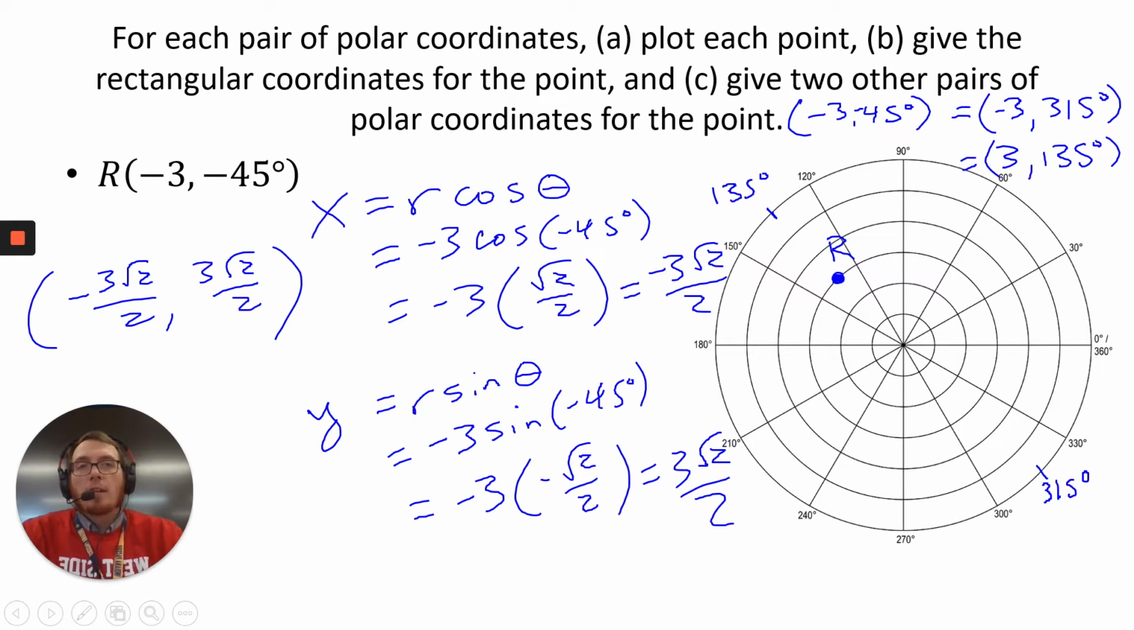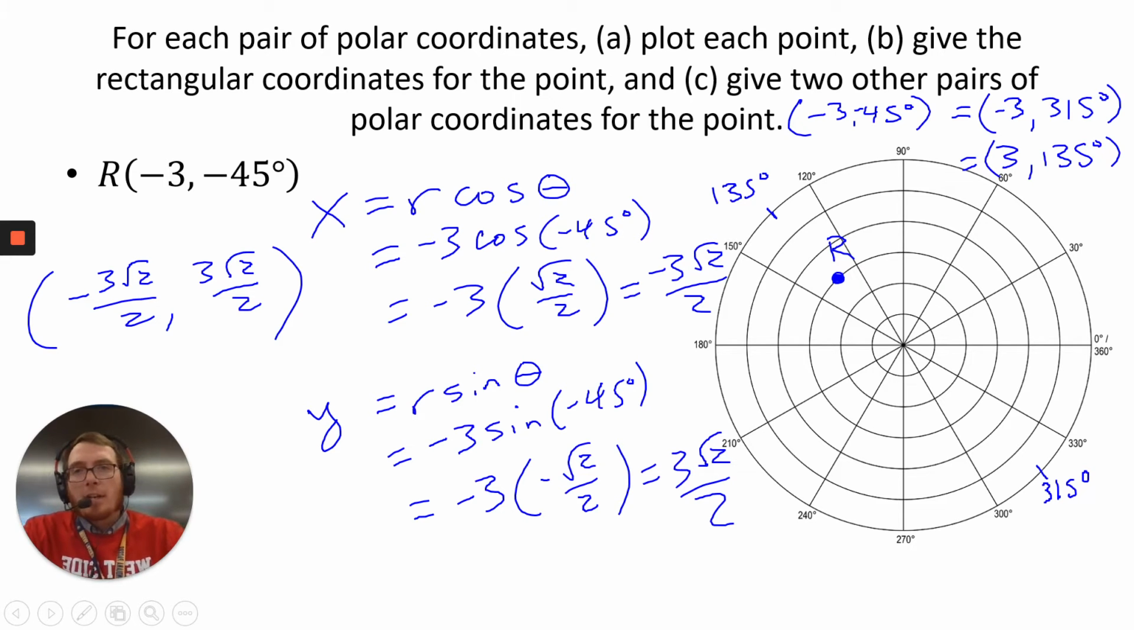Two other points that are the same as that. Negative 3, 315. If you just add 360 to the number, we know it's in that same spot. So just adding 360 or 2 pi to the angle would be in the same location. Or we could say it's 3 for the radius and 135 going out in the direction to the second quadrant, because that's a 180 difference from the other angle.